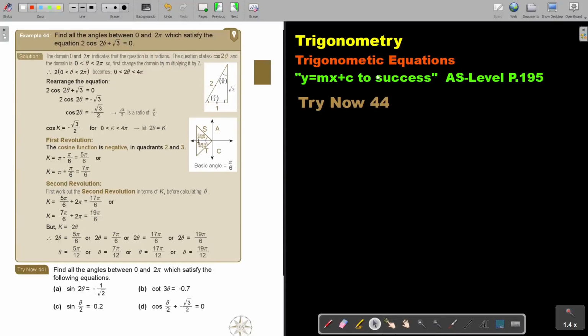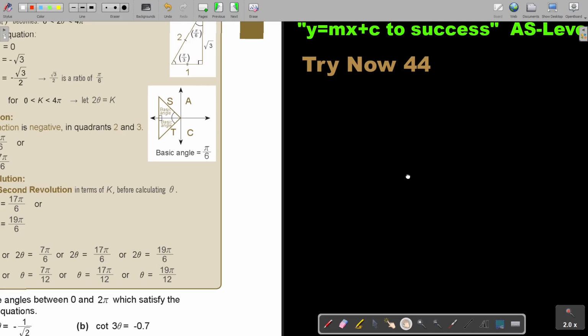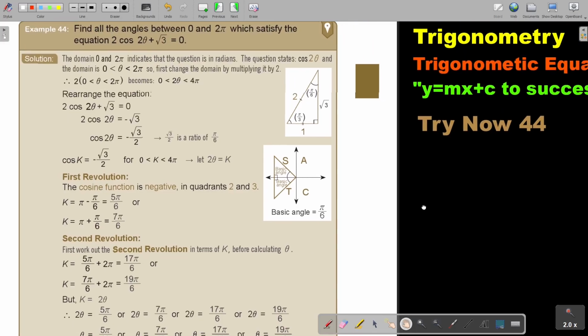In this video, we will continue with trigonometric equations. You will find this on page 195 in the Namibian AS-Level Mathematics textbook, y equals mx plus c to success. Let's look at another example. Okay, there it is.